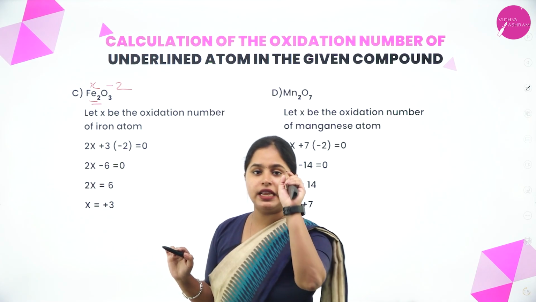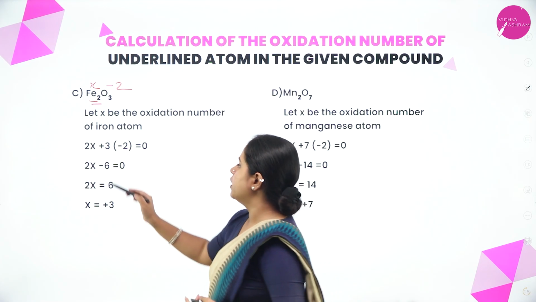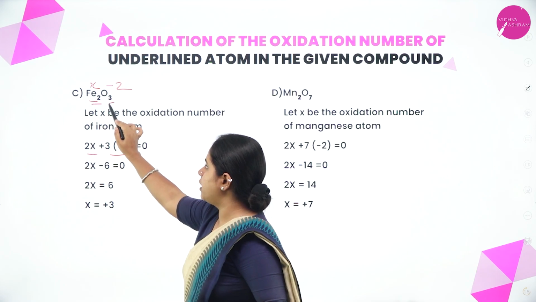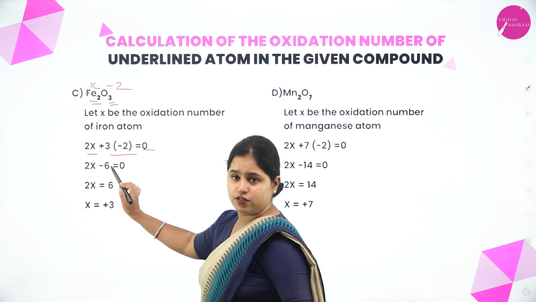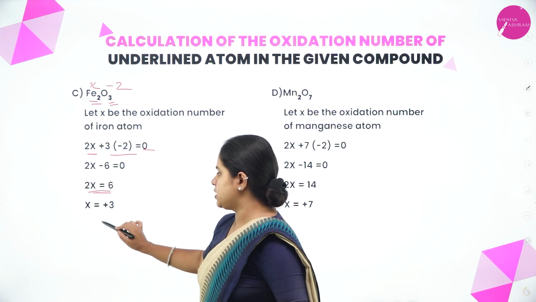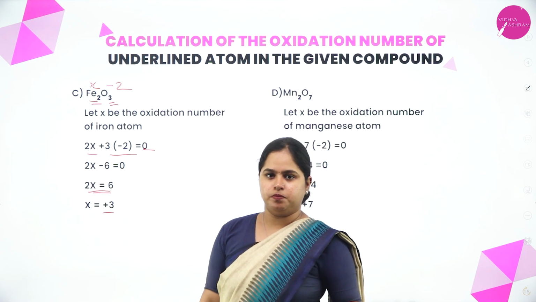There are 2. So should we take X or 2X? It will be 2X, right? So 2X plus 3 into minus 2. There are 3 atoms, so 3 into minus 2. 2X minus 6 will be equal to 0. 2X will be equal to 6 and X will be equal to plus 3. I hope it is clear.